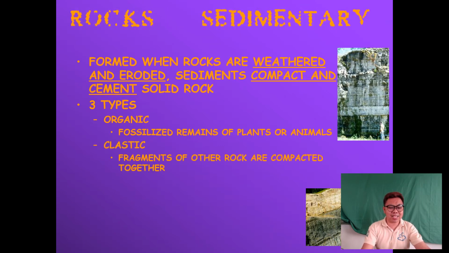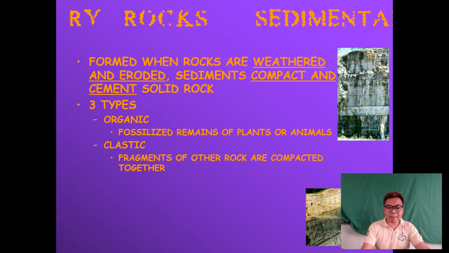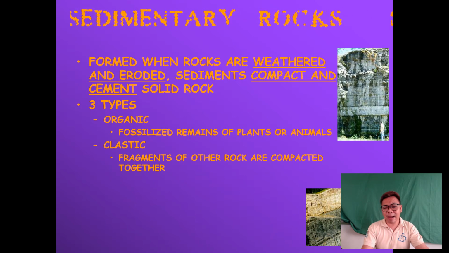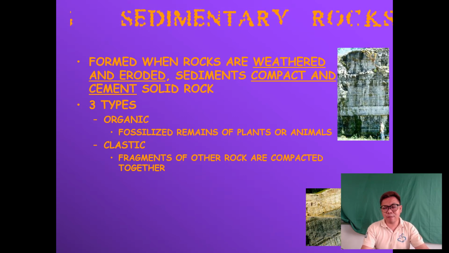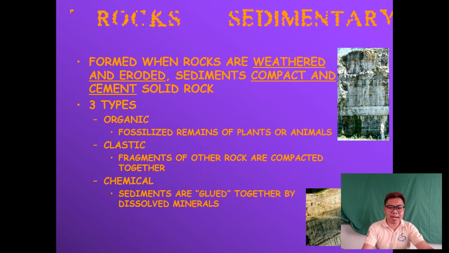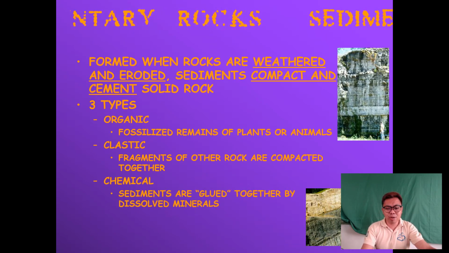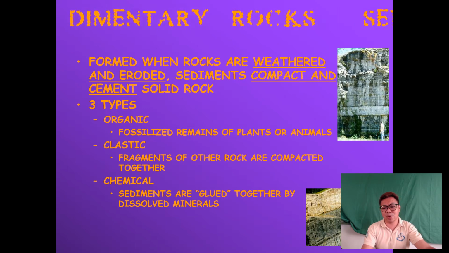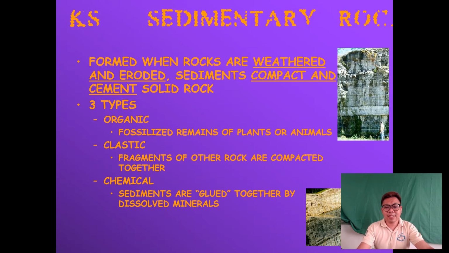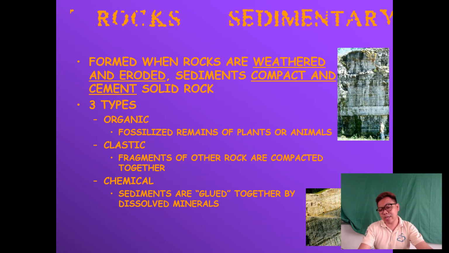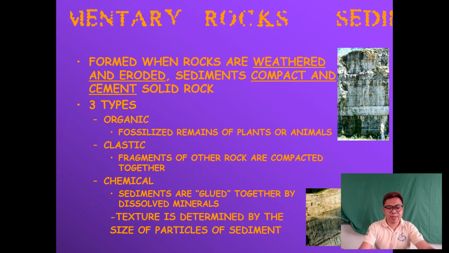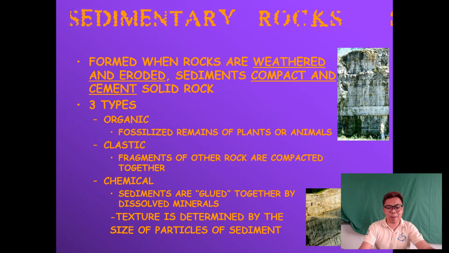We also have the clastic. Ito naman yung fragments of other rocks that are compacted together. Ito yung mga tira-tira ng bawat bato. Then, when they are formed together, they form the clastic sedimentary rocks. Then, we also have the chemical sedimentary rocks naman. These are glued together by dissolved minerals. So, tao na ang gumagawa ng paraan para mag-form yung kanyang sedimentary or sedimentation niya by means of glued material na ina-apply. Texture is determined by the size of particles of sediment.